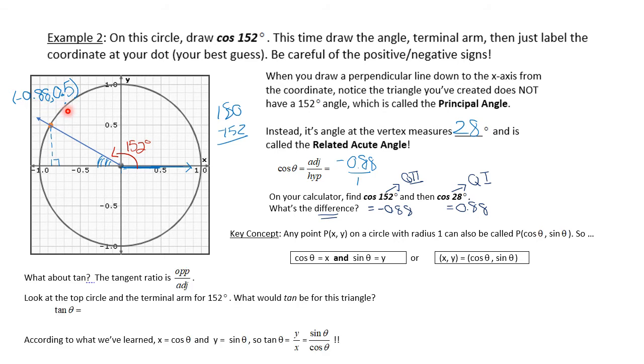What about tan? Tan, we know, is opposite over adjacent. So if we look at this circle and the terminal arm, here's our terminal arm for 152, what would tan be for this triangle? I'm just going to change to my pen here. Tan is opposite over adjacent, okay? So the opposite of theta there is 0.5.